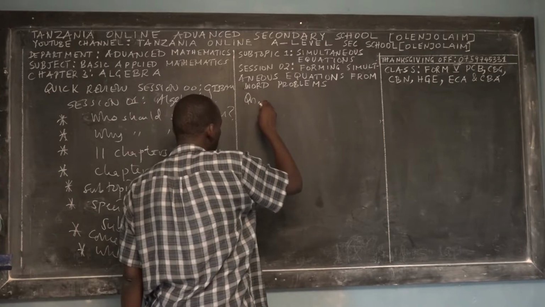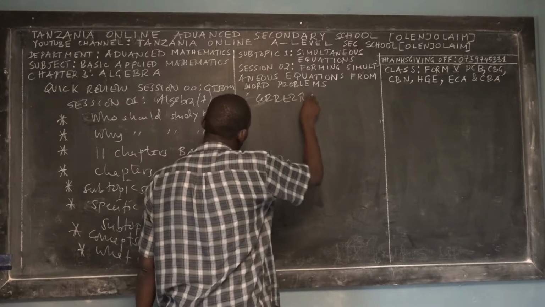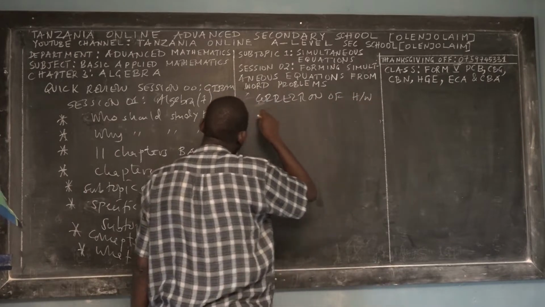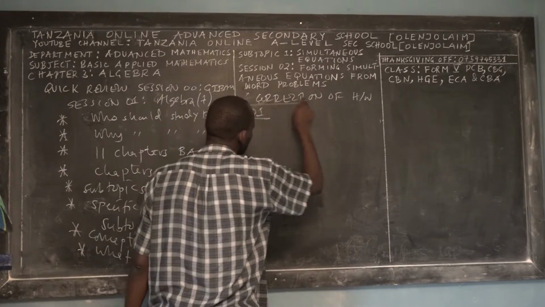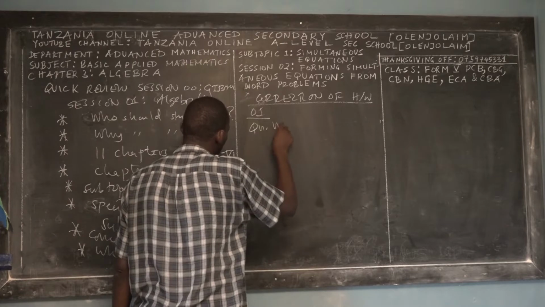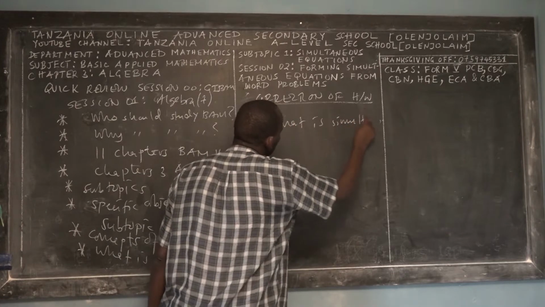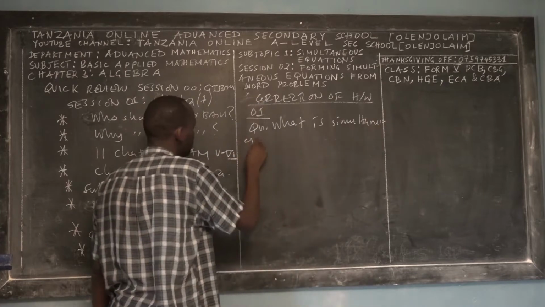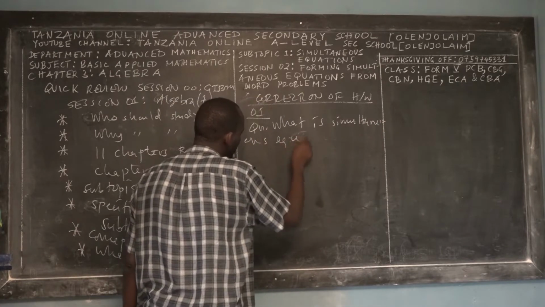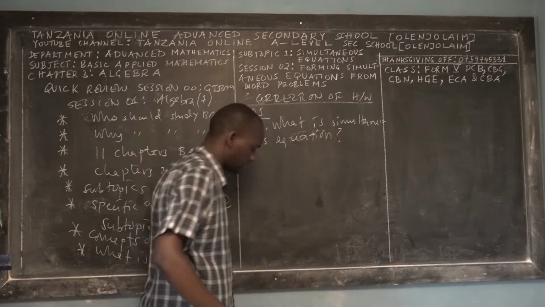So the homework, this is the correction. Corrections of homework 1. The question was saying, what is a simultaneous equation? Ask your neighbor, what is simultaneous equation? Ask yourself and even ask your neighbor.